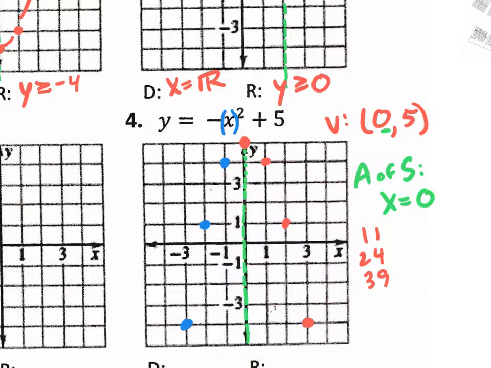1 unit, count 1. Right here, 2 units, count 2. Right here, 3 units, count 3. We are done. We have our parabola, our perfect parabola going through all those values.